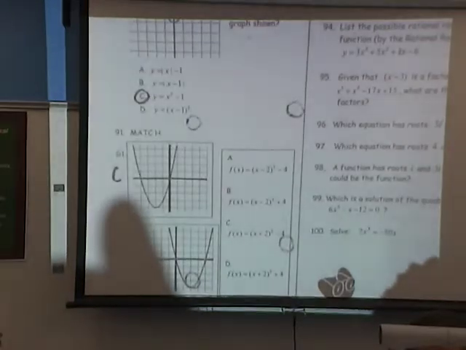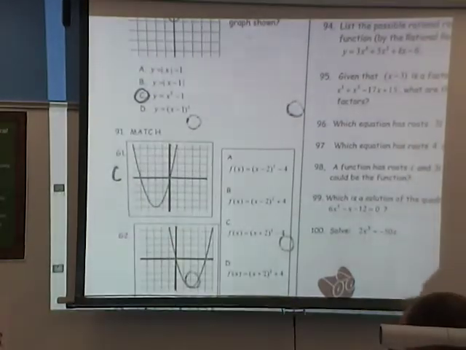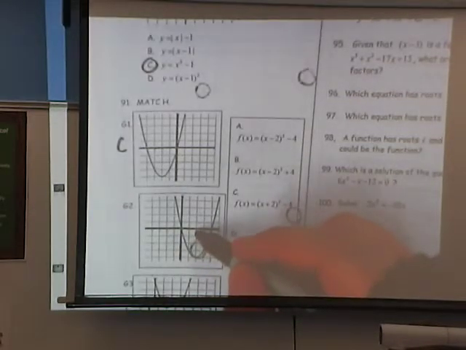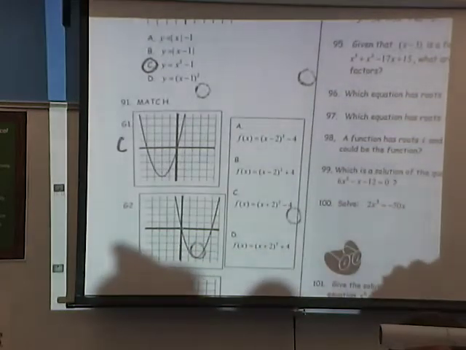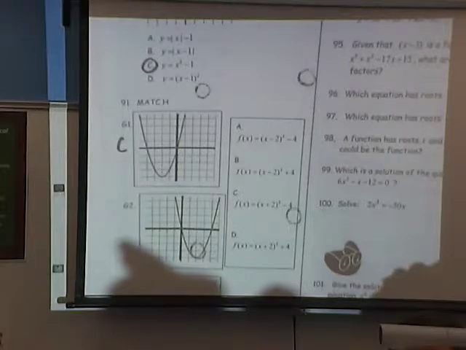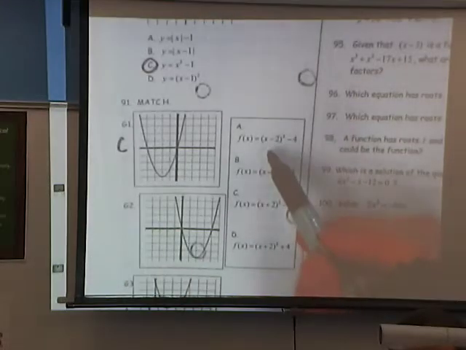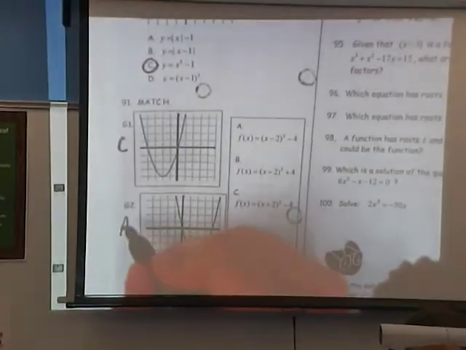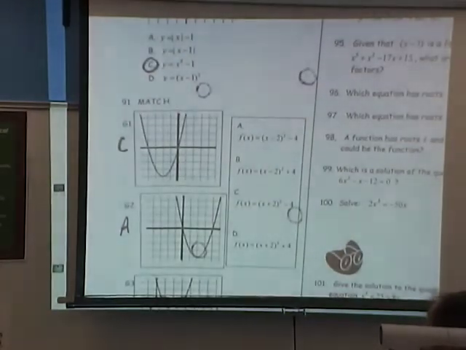C. Alright, it looks like G2 I guess this is, moved right 2 and down 4. Right 2, down 4, right? A. Hey, it spells cab.